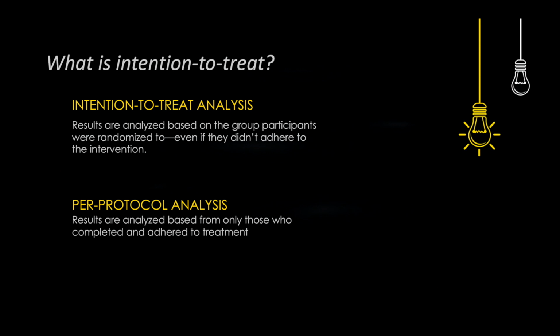At the end of the study, the researchers analyze the data. Those participants that were randomized to the intervention group are analyzed even if they didn't adhere to the treatment, or maybe they were lost to follow-up. And the people in the other group, the placebo group, are analyzed in their respective groups.